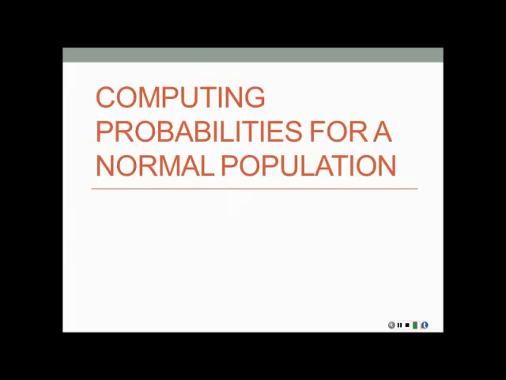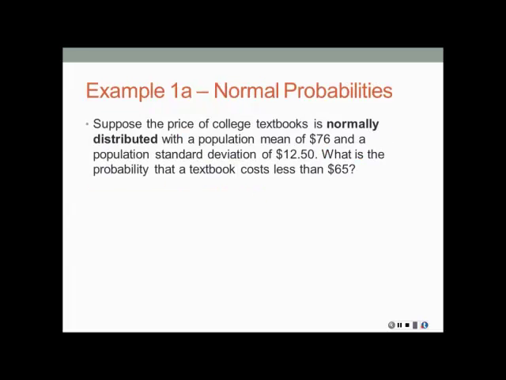Okay, now we're going to compute probabilities for a normal population. So first problem here, we have college textbooks normally distributed with a population mean of mu equals 76 and a population standard deviation of sigma equals 12.50. Given that, we want to know the likelihood of getting a textbook that costs less than $65.